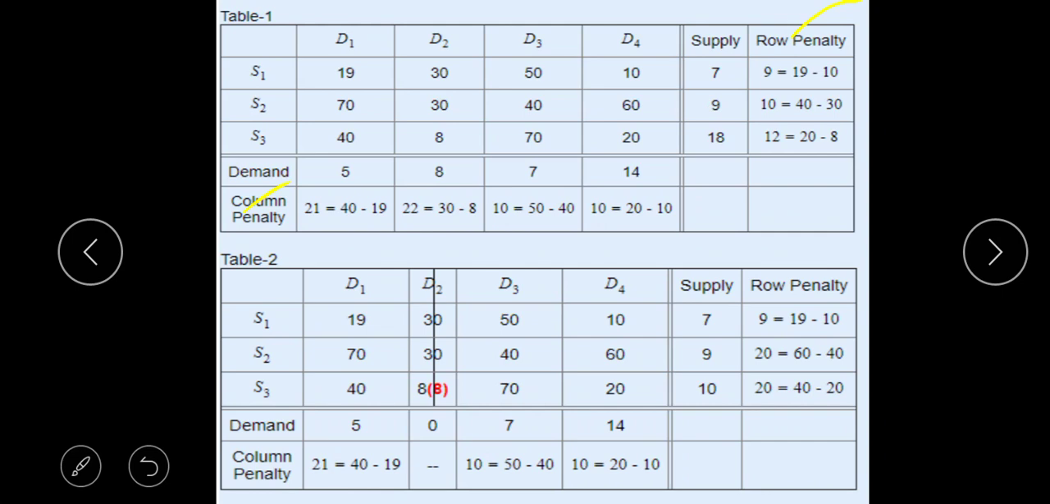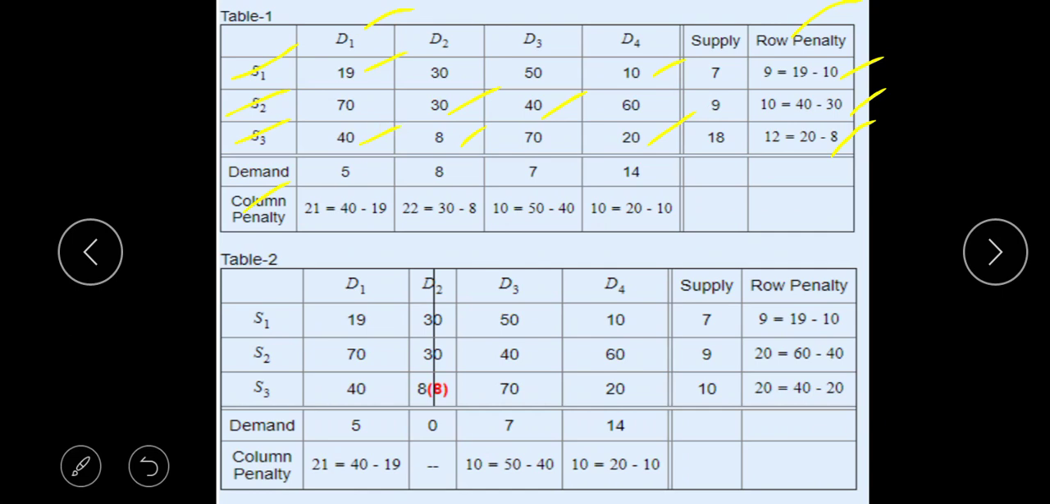Now let us see the penalty for the first row, that is S1. The least cost in S1 is 10. Next least cost is 19. So the difference is 9. Coming to the next row, what is the least cost? 30. Next least cost is 40. So the difference 10 is the penalty for the second row. Coming to the third row, least cost is 8. Next least cost is 20. So penalty is 12. Now we have identified penalty for the 3 rows. Come back to the column penalty. What is the first column? D1, which has the least cost, 19.